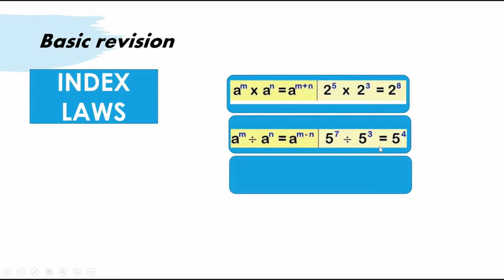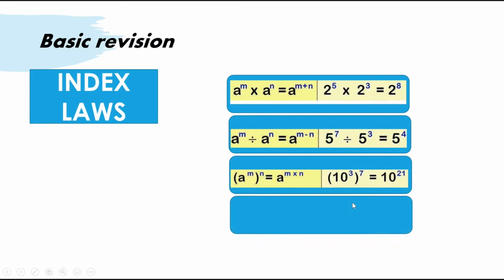Similarly, the third law of indices is a to the power m within brackets, to the power n. Here the powers are multiplied, so we get a to the power m times n. This is an example: 10 to the power 3 within brackets, and outside the bracket the power is 7. Then you get 7 times 3 as the new power or new exponent, and you get 10 to the power 21.